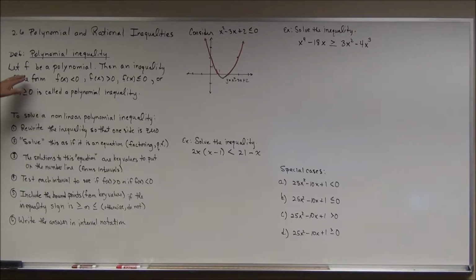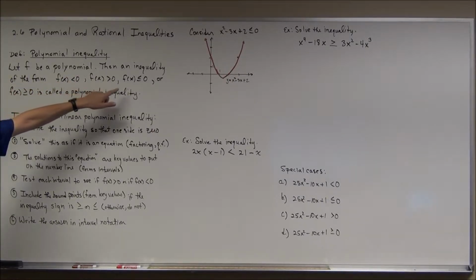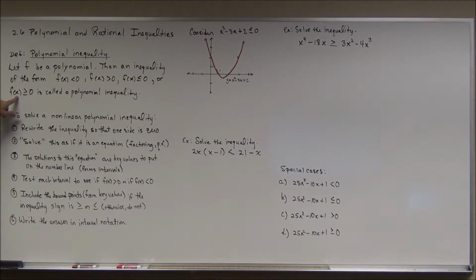Now, if f is a polynomial, then an inequality of the form f of x is less than 0, f of x is greater than 0, f of x is less than or equal to 0, or f of x is greater than or equal to 0 is called a polynomial inequality. So it's most likely going to look like a polynomial equation, with the exception that instead of an equal sign, we'll have one of these inequality signs.